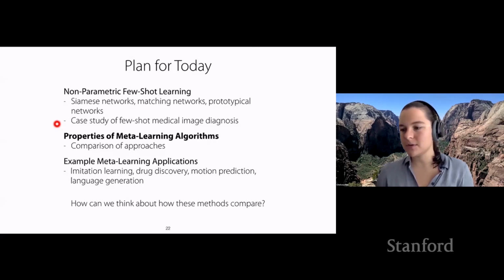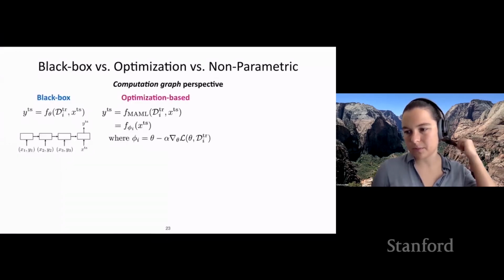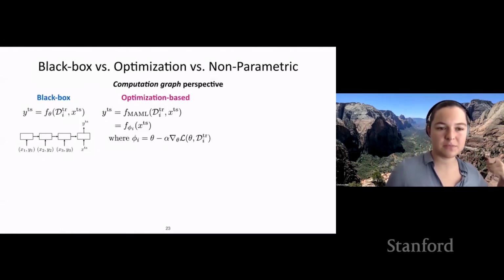Okay, so now let's talk about some of the properties of meta-learning algorithms and compare the 3 different classes of approaches that we've talked about so far. So we've talked about black box methods, optimization-based methods, and non-parametric methods. And the first way that we'll think about comparing them is from the standpoint of a computation graph. And we talked about this perspective before when we were comparing black box methods and optimization-based methods.